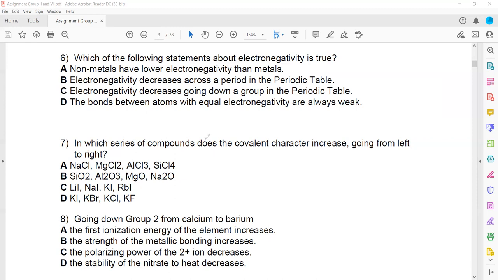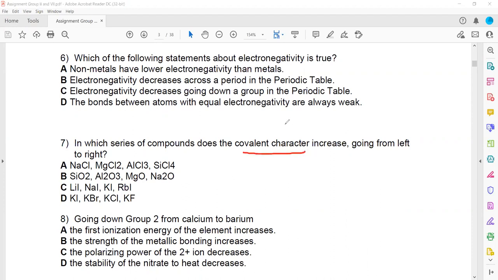In which series of compounds does the covalent character increase? The covalent character here refers to the one which will have a greater difference in the electronegativity, will form ionic. So when we check the options, we have sodium chloride, magnesium chloride. So we want covalent character.